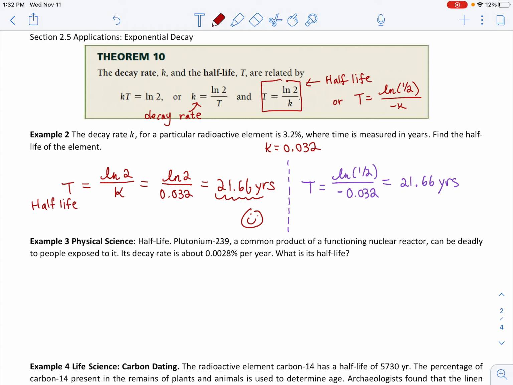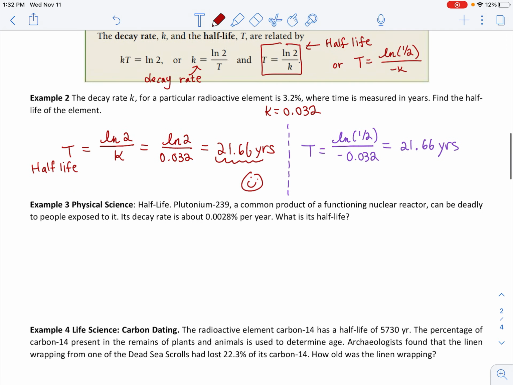Yay. See, after 2.4, 2.5, they're just similar. So I think I'm going a little bit faster than the speed I was going at, going over 2.4. So hopefully this is okay.